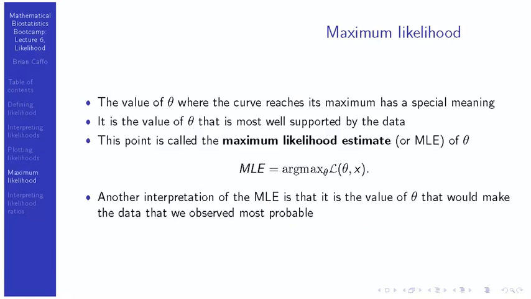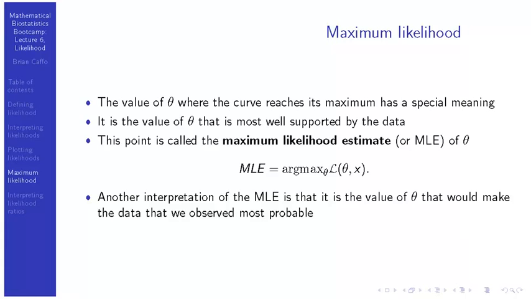surviving the threshold. So just to reiterate some of the points we made on the previous slide, the value of theta where the curve reaches its maximum is the maximum likelihood estimate. And if we wanted to write it out mathematically, the MLE is the argmax over theta of the likelihood having plugged in the data x. And a nice interpretation of the MLE is it's the value of the parameter that would make the data that we observed most probable. So in this case, we have 3 heads and 1 tail. And the question is, what's the success probability of the coin that we could pick that would make the data that we observe most probable?